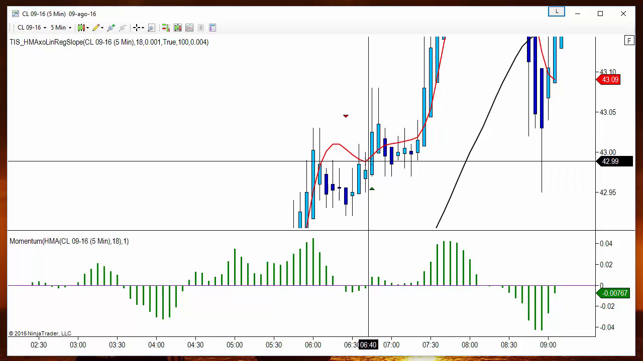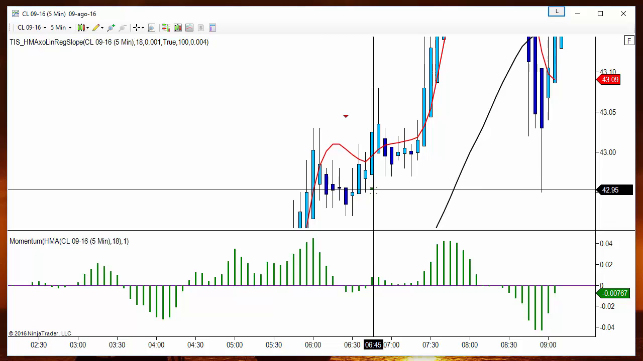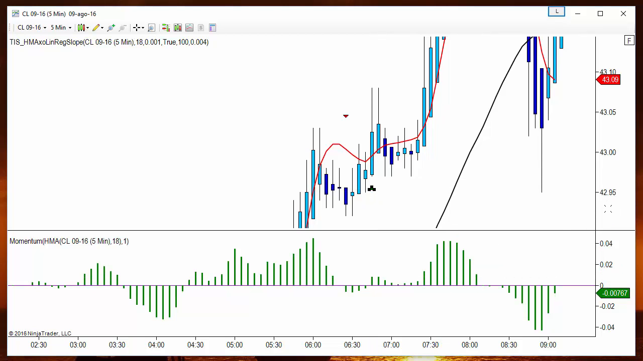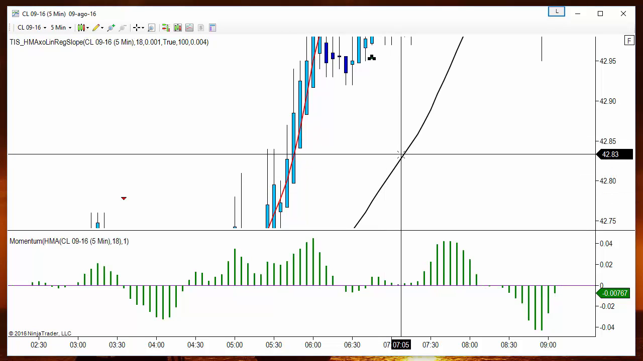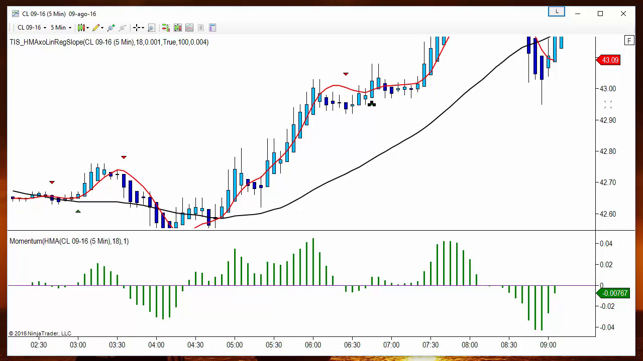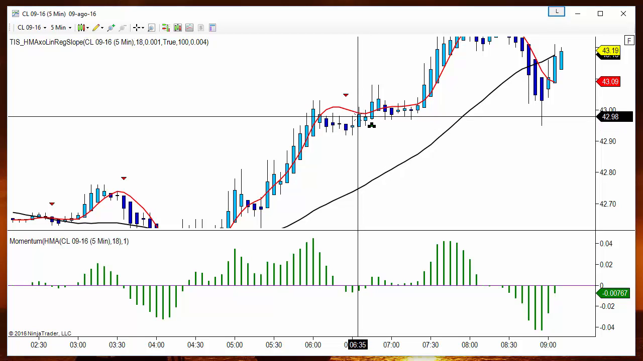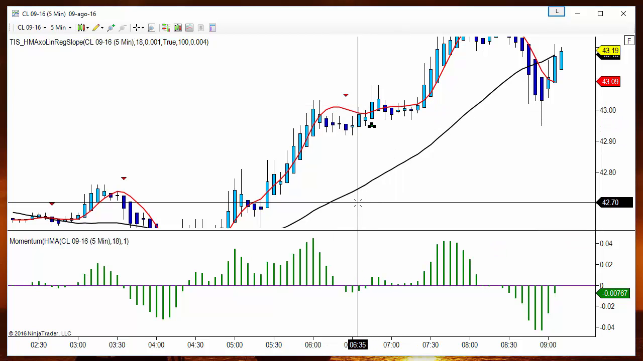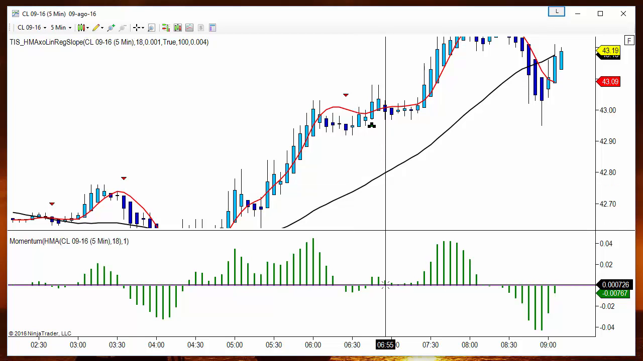On this example, the HMA starts to trend up, so we have this triangle, and also the regression line is trending up. So we have two parameters for the HMA, the period and the threshold, and two parameters for the filter, the linear regression period and its own threshold.